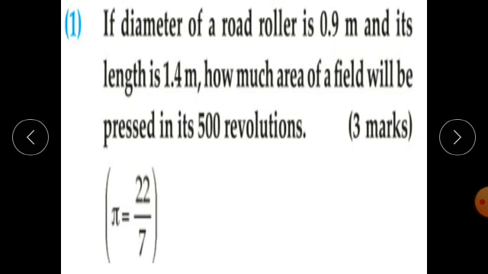Question number 1. If the diameter of a road roller is 0.9 meter and its length is 1.4 meter, how much area of a field will be pressed in its 500 revolutions? Students, take the value of pi as 22 upon 7.